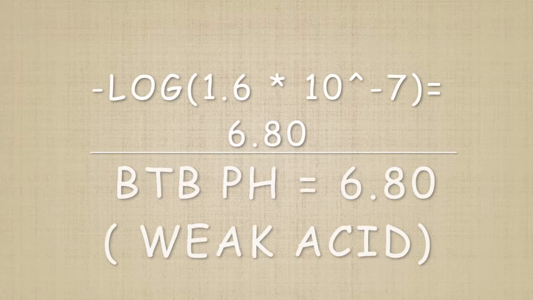In order to find the pH of the BTB solution itself, we take the antilog of its acid dissociation constant, or Ka for short, which we found online to be 1.6 times 10 to the negative 7, which results in a pH of 6.8. We know BTB is a weak acid because, as mentioned earlier, any substance that has a pH lower than 7 is considered acidic.